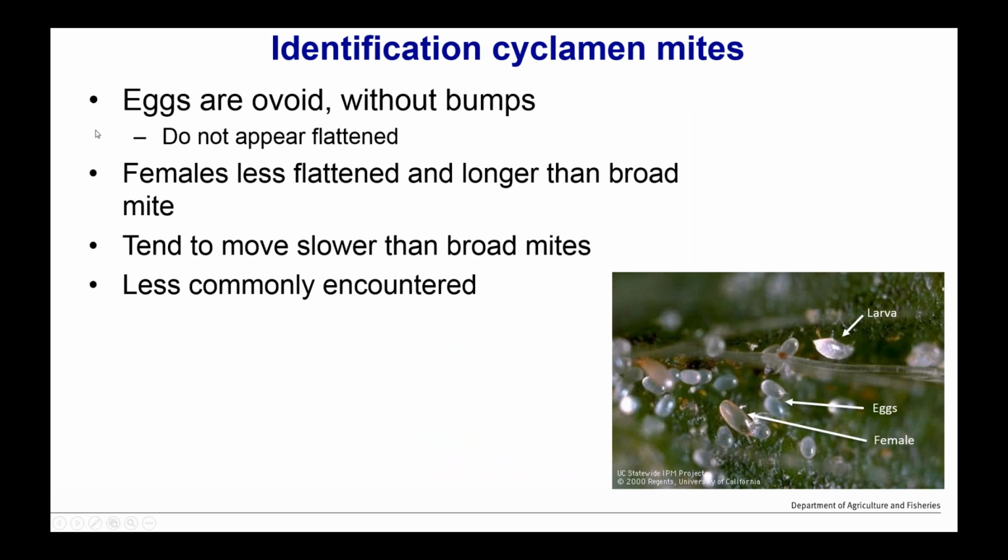Okay, so cyclamen mites are similar in appearance, at least the females are similar in appearance. They're less disc-like. They're more elongated. They're slower in their movement than broad mites. And their eggs do not have polka dots. They're more typically egg-shaped. They're also less commonly encountered.